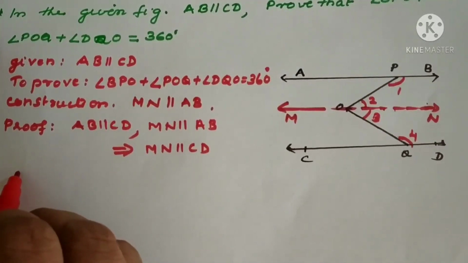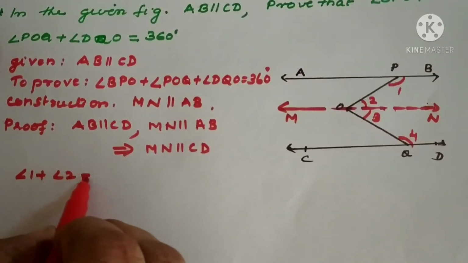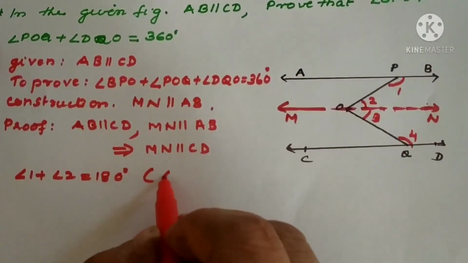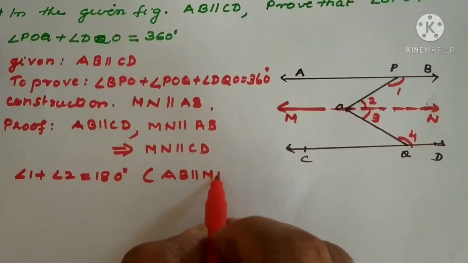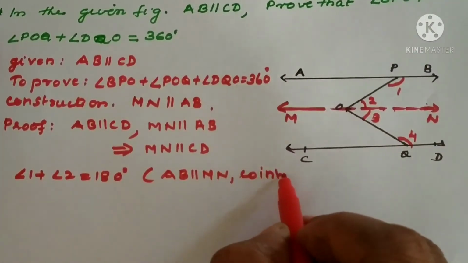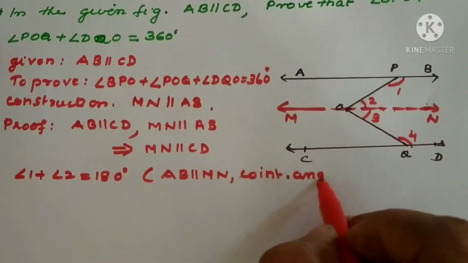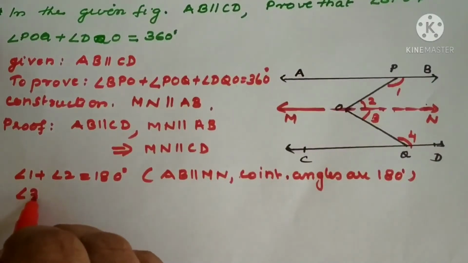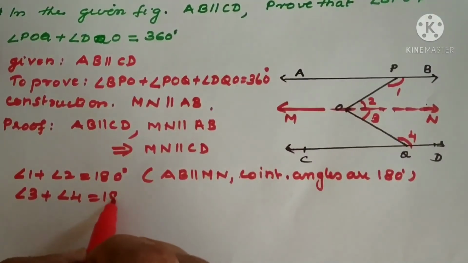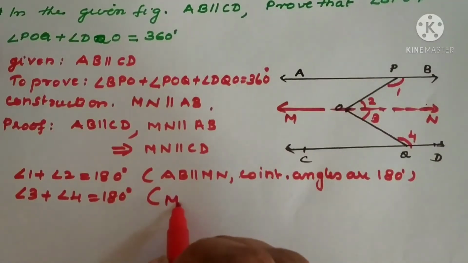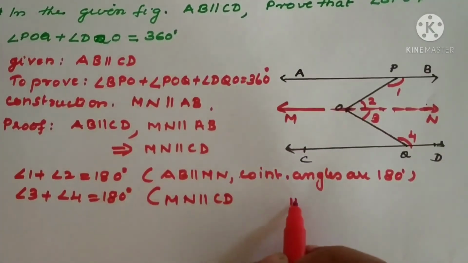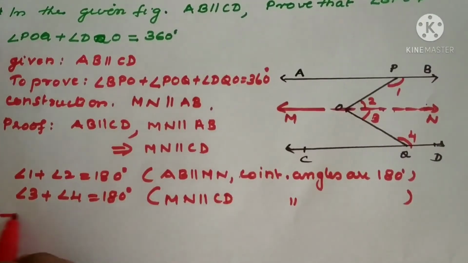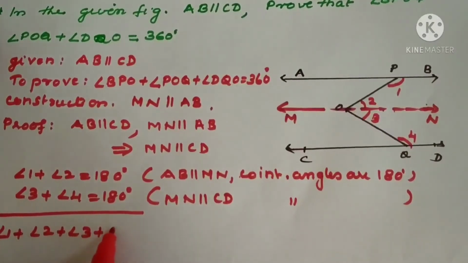Angle 1 plus 2 equal to 180 degree. The reason is AB parallel to MN and co-interior angles are supplementary. Angle 3 plus angle 4 is equal to 180 degree. This time the parallel lines are different. MN parallel to CD. The reason is same. When we add these two equations, angle 1 plus angle 2 plus angle 3 plus angle 4 equal to 360.